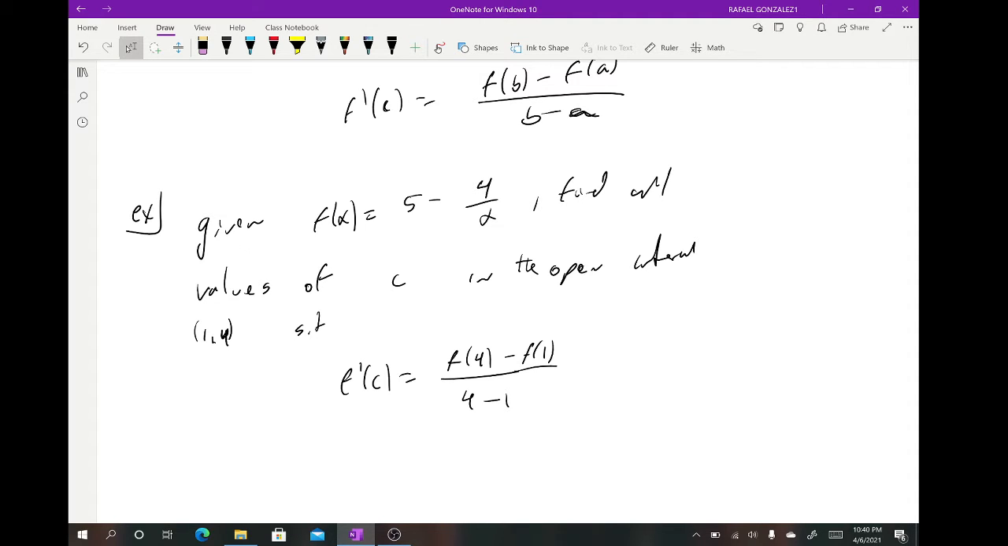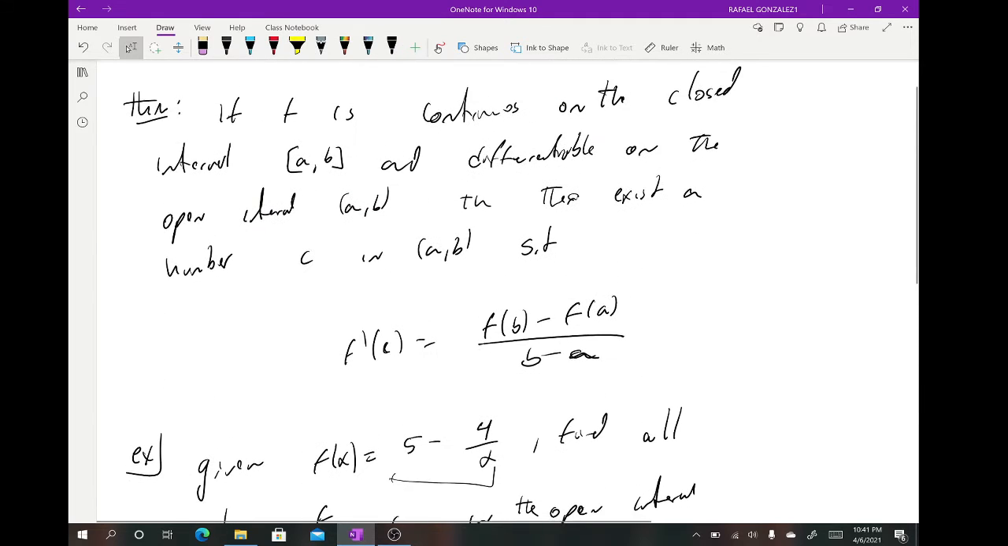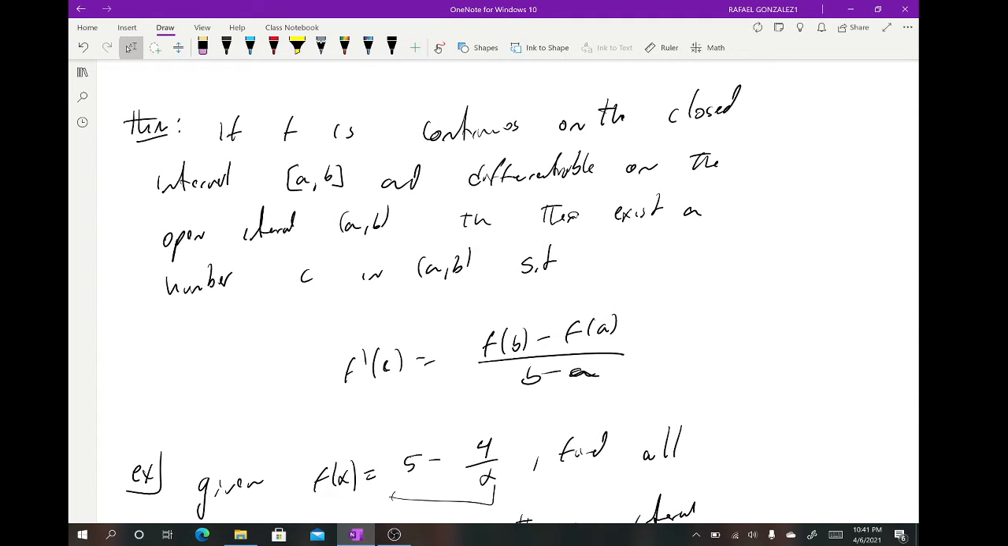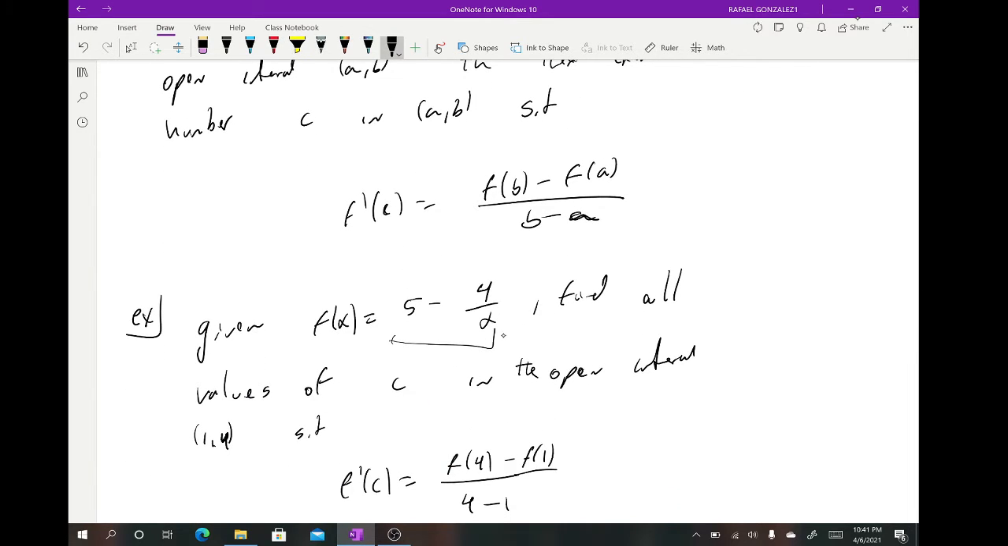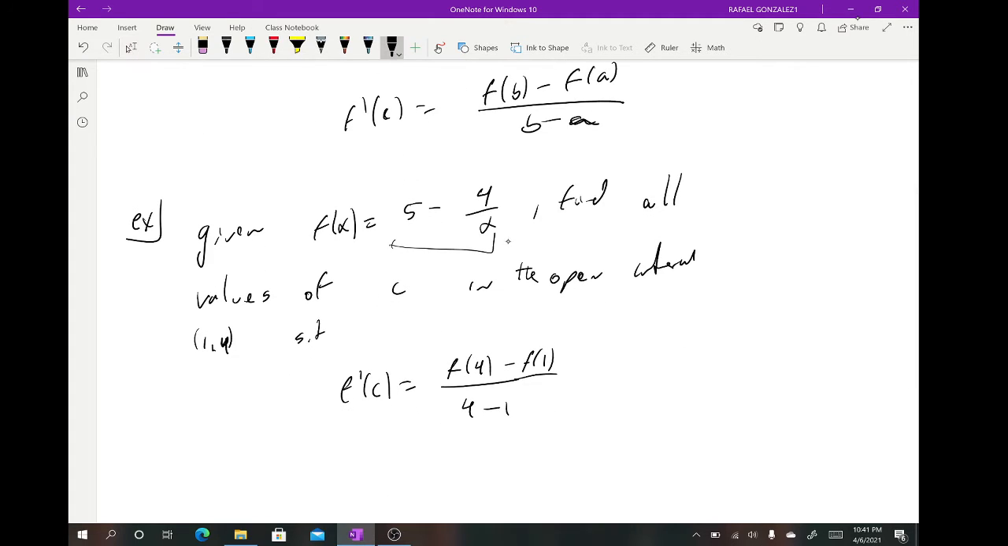Now, this function up here satisfies the hypothesis of the mean value theorem. Now, unlike Rolle's theorem, we do not need the endpoints to be equal. We just need the function to be continuous on the closed interval and differentiable on the open interval. This function is not a polynomial function, but it is continuous on the interval because we are working on the interval 1 to 4.